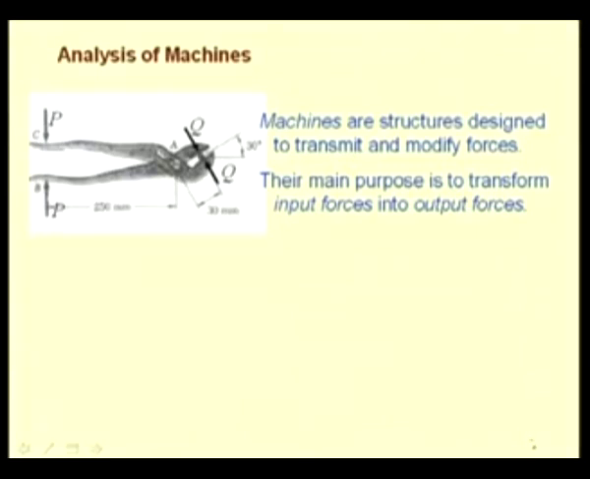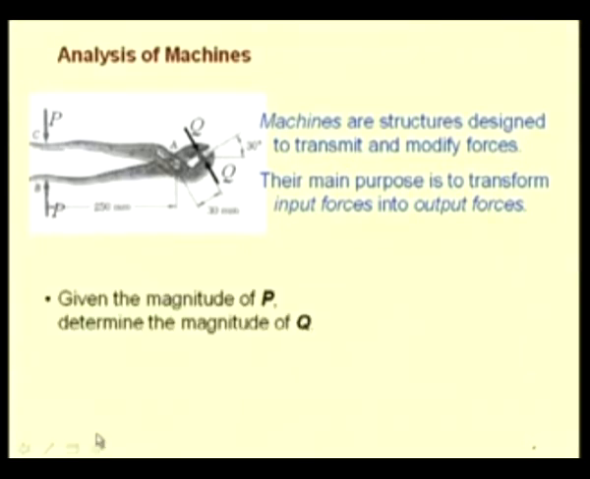A typical problem could be that in this plier, given the magnitude P, can we determine the force Q that is applied on this rod, or for a given magnitude P, what are the kinds of forces that are being supported by the pin at A, because the design of this machine may need that the pin should be sufficiently strong and should not shear under the action of the forces in the constituent members.